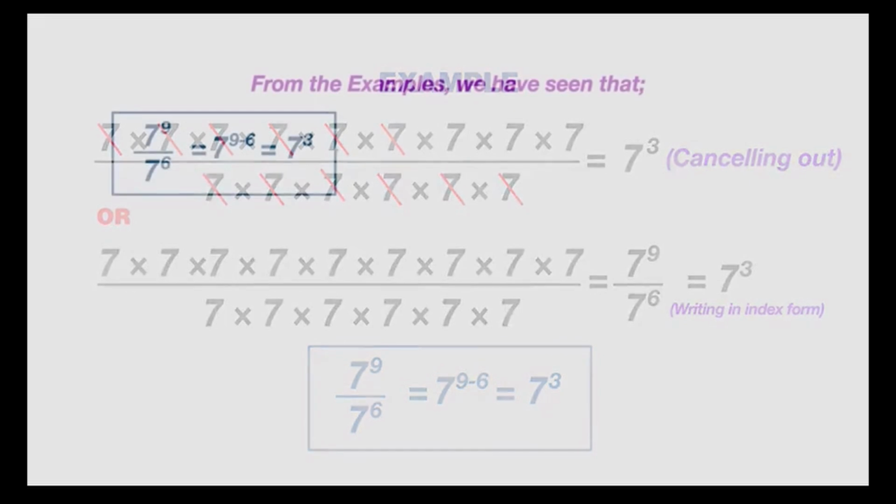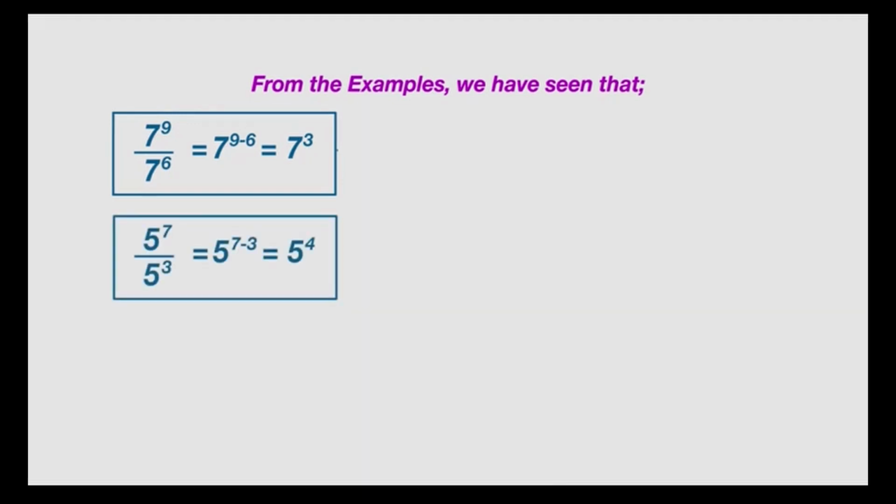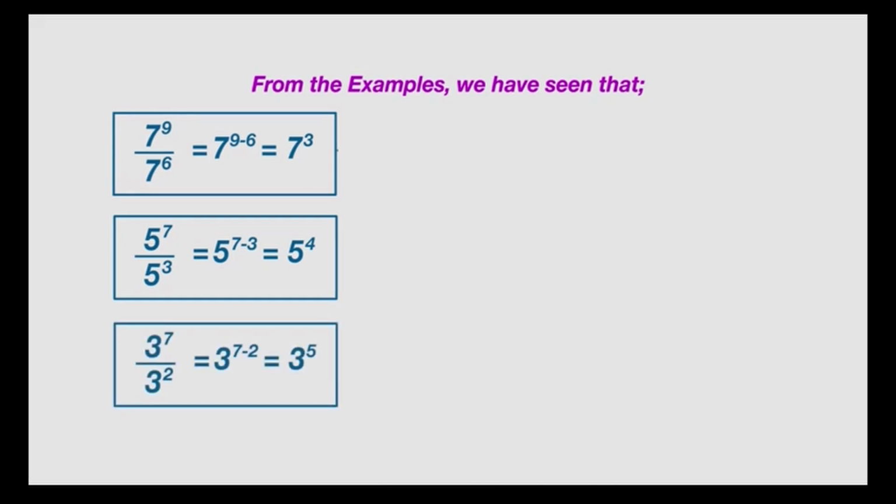From these examples, we have seen that 7 raised to the power 9 divided by 7 raised to the power 6 is the same as 7 raised to the power 9 minus 6, which is 7 raised to the power 3. Also, 5 raised to the power 7 divided by 5 raised to the power 3 is equal to 5 raised to the power 7 minus 3, and you get 5 raised to the power 4. Again, 3 raised to the power 7 divided by 3 raised to the power 2 gives us 3 raised to the power 7 minus 2. And our answer is 3 raised to the power 5.